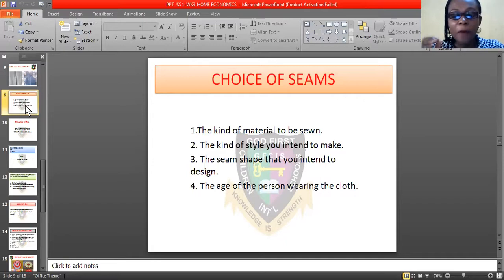Then the age of the person. Remember, the style you will sew for a child will be quite different from the style you will sew for an adult. That one is quite clear. The adult and the children are not going to have the same style, so that the maturity will be there. Do you understand? You make your choice based on the style you want to sew and who you want to sew the clothes for.